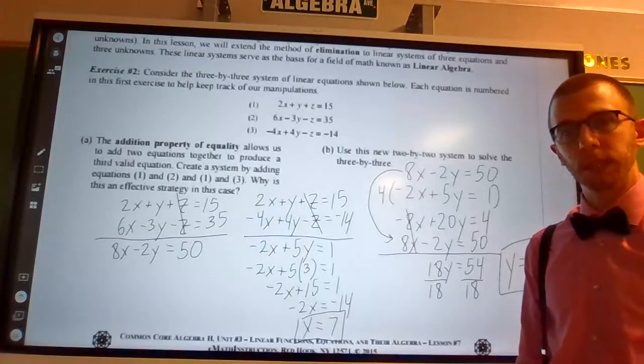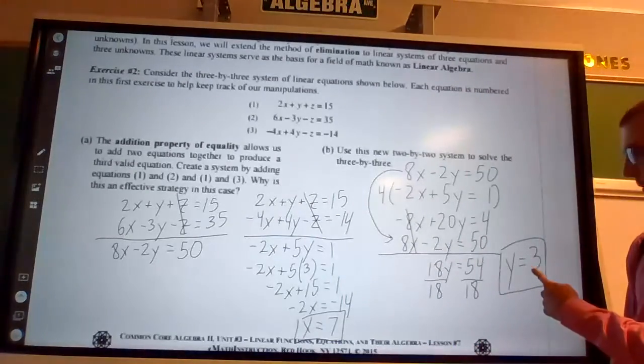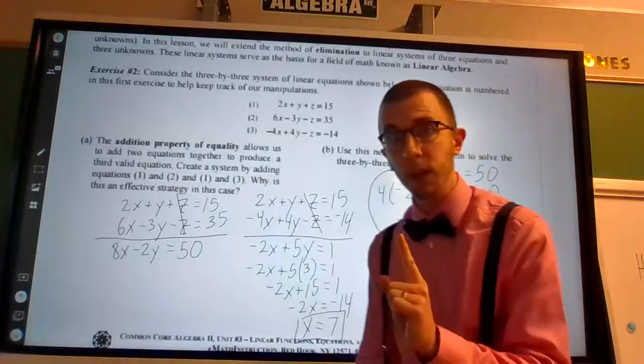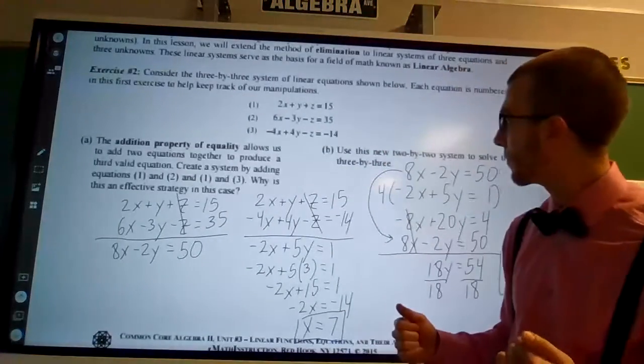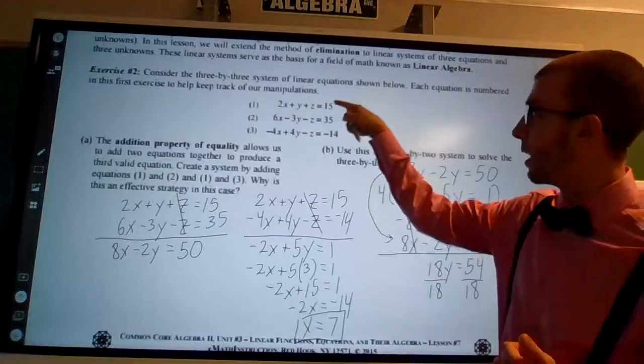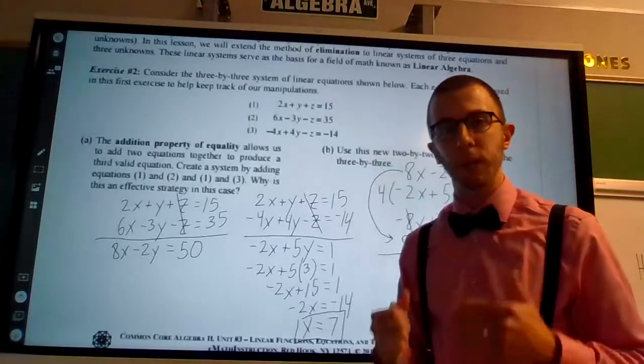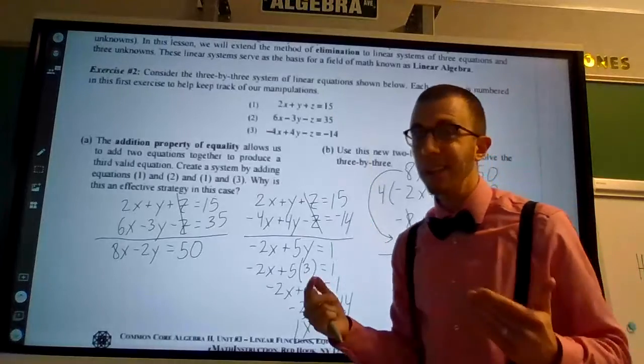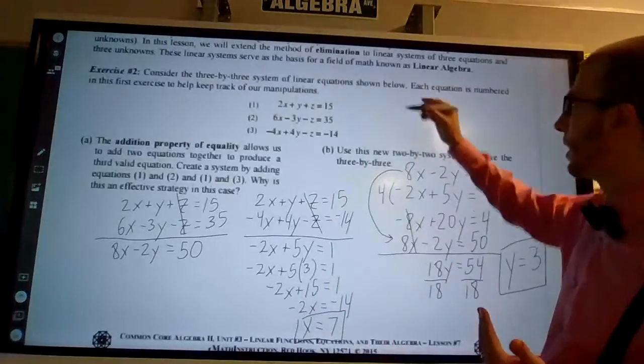X equals 7. So far I know that y equals 3, x equals 7. I'm missing one variable. Now I need that z. Okay? So I can use either one of my 3 original equations. And I'm going to work with that first one, because it looks easier to me. It looks a little simpler.